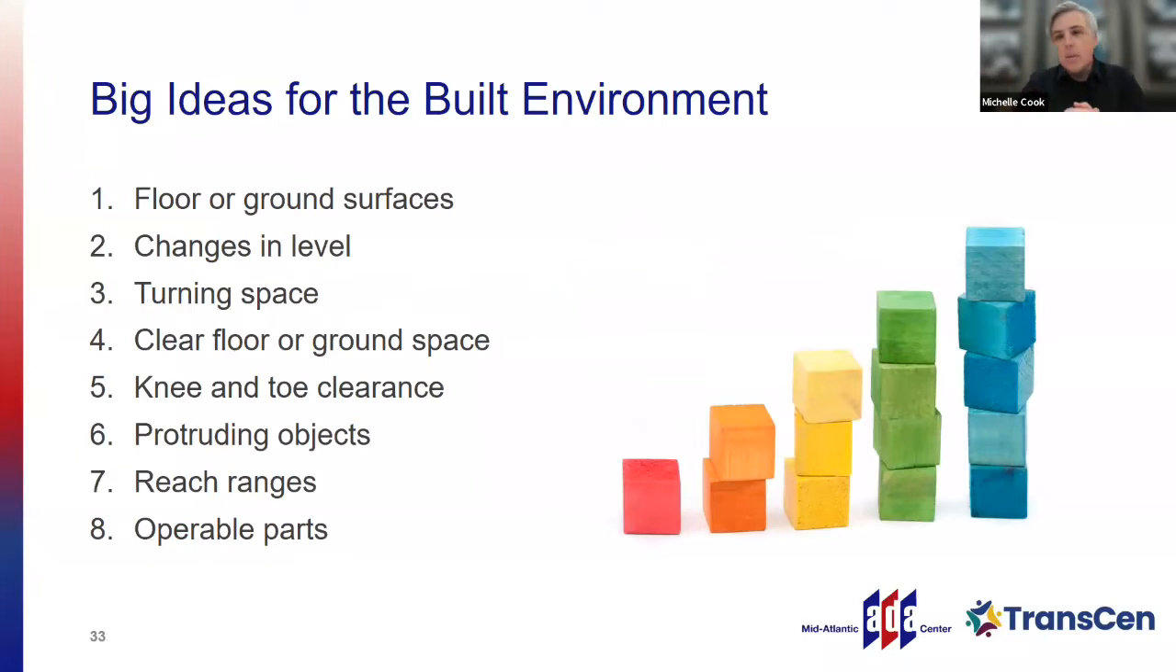Here's some big ideas for the built environment. What I've got showing on this slide are building blocks of various colors going up in number to the right. And this is listing on the slide the eight building blocks that are in the ADA design standards. And those are floor or ground surfaces, changes in level, turning space, clear floor or ground space, knee and toe clearance, protruding objects, reach ranges, and operable parts.